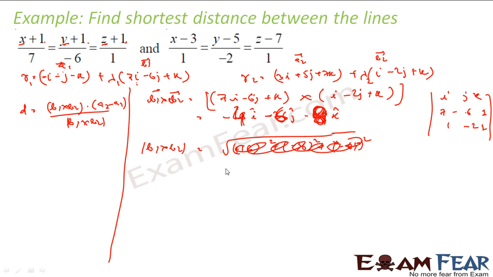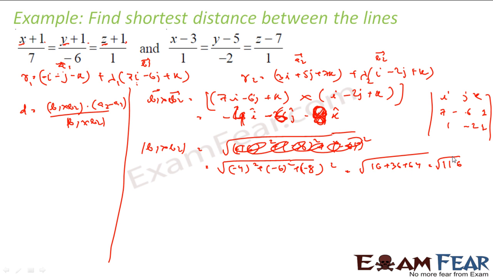I will solve this now. It will be the root of minus 4 square plus minus 6 square plus minus 8 square. So this will be 4 square 16, 6 square 36, 8 square 64, and 16 plus 36 plus 64 is 116. Root of 116 is what we get, and root of 116 I can write as 2 root 29.